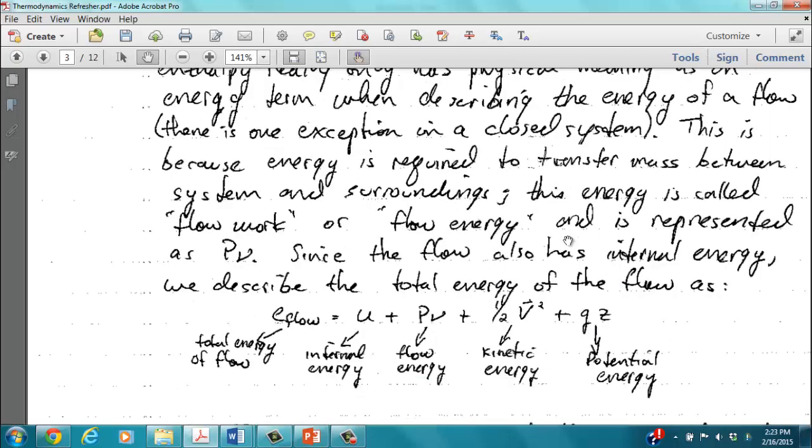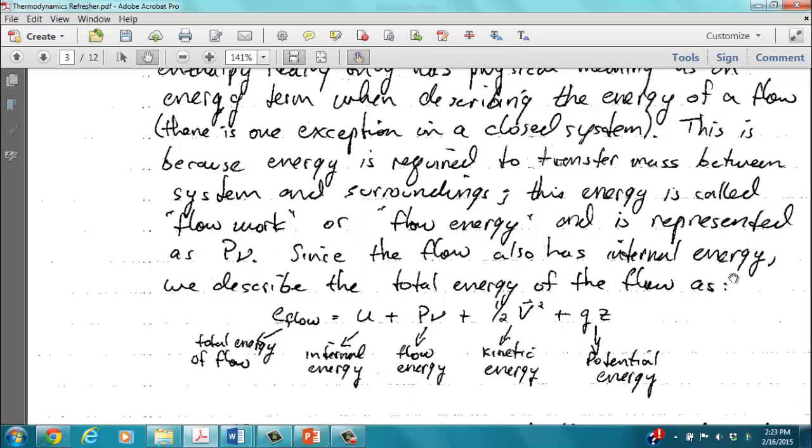But because enthalpy is composed of all properties, right? U plus PV is how we define enthalpy. Because it's completely composed of properties, it itself is also a property of a system, okay? So as I mentioned, energy is required to transfer mass between a system and surroundings, and we often call that energy flow work or flow energy, and it's represented by this term pressure times specific volume.